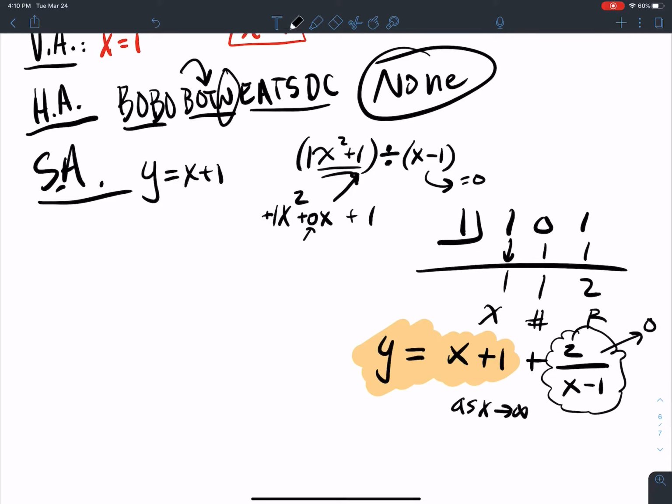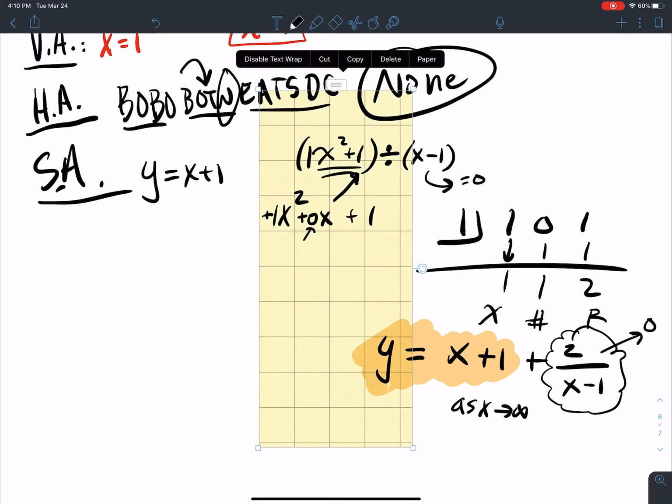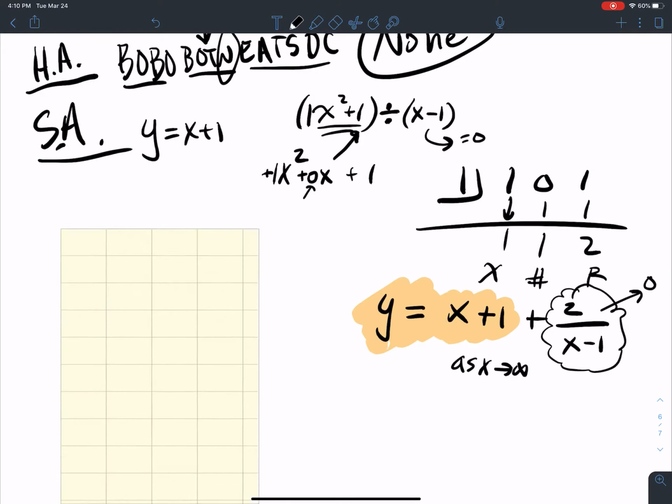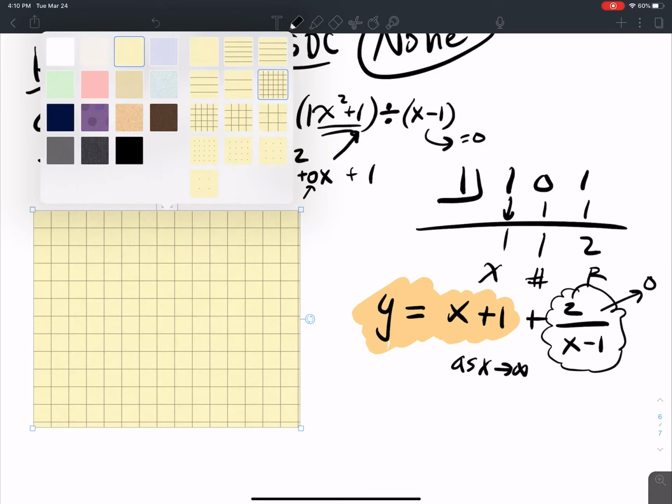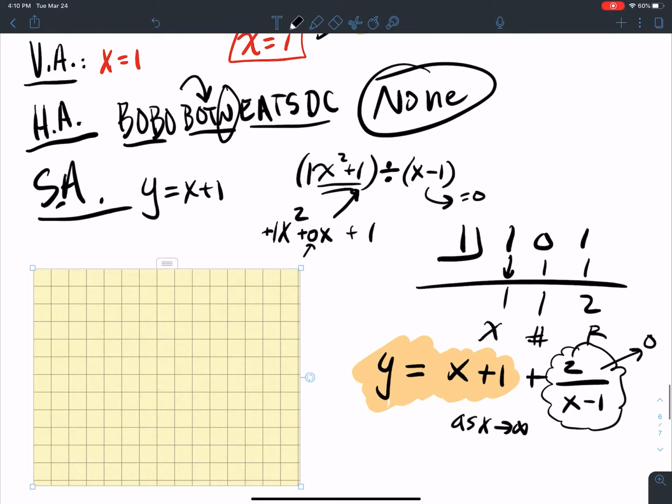All right. So let's start drawing this bad boy. See if we can't get it done. So let's do a little sticky note. I'm not going to promise this will be perfect, but it'll be good enough for government work.